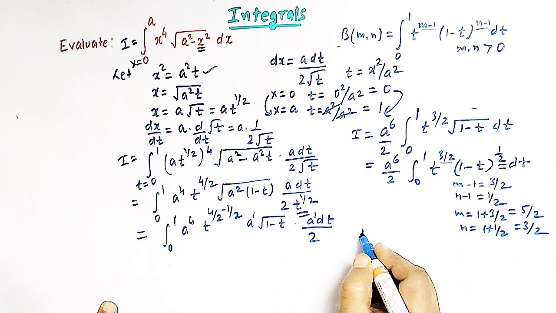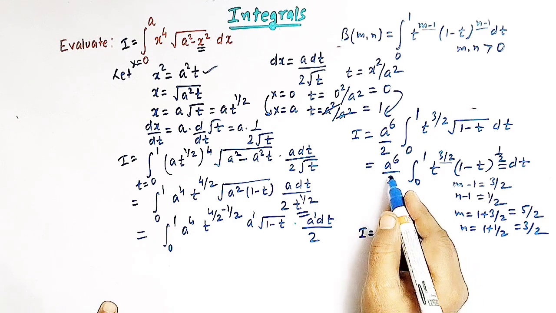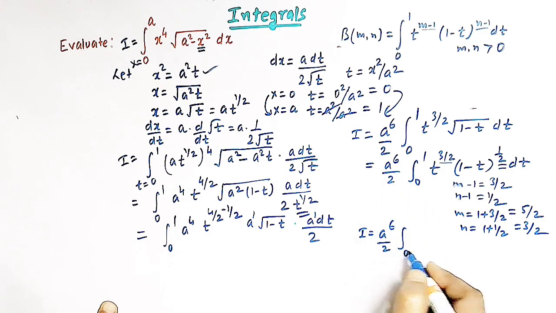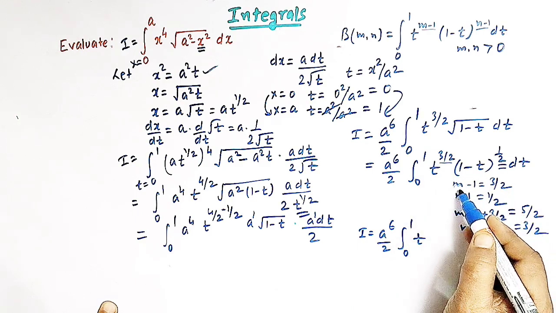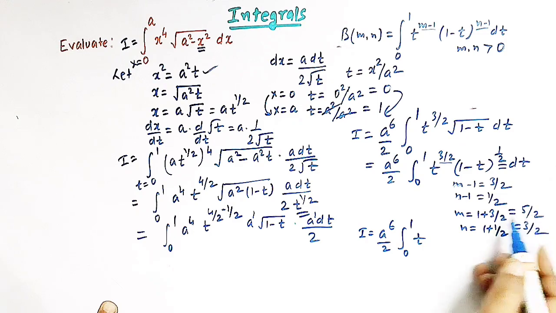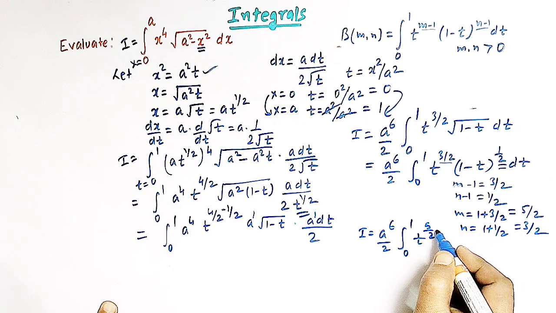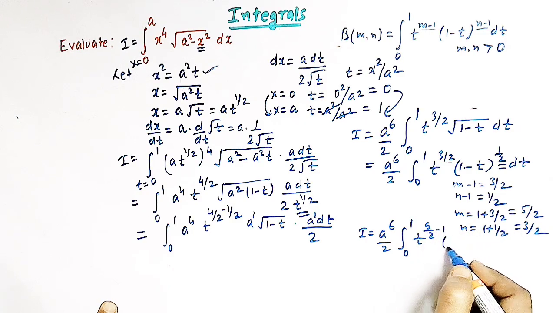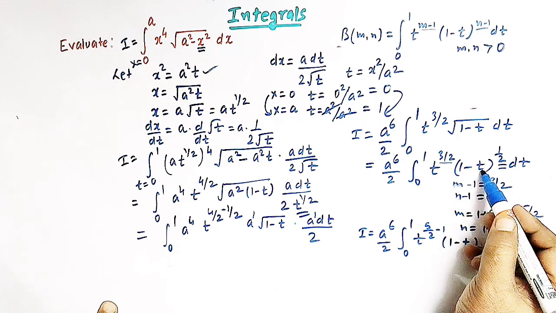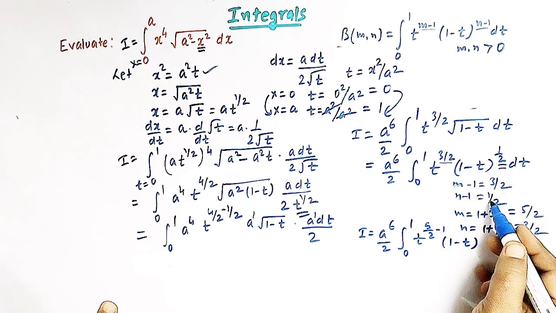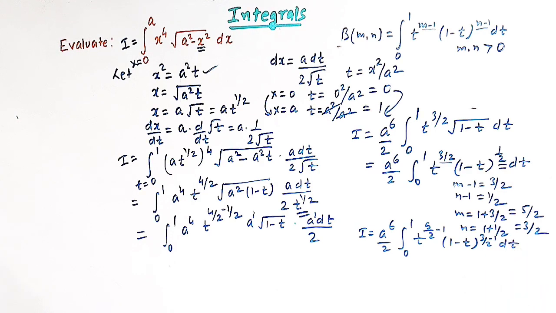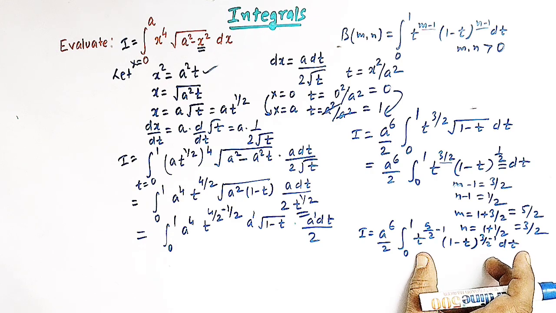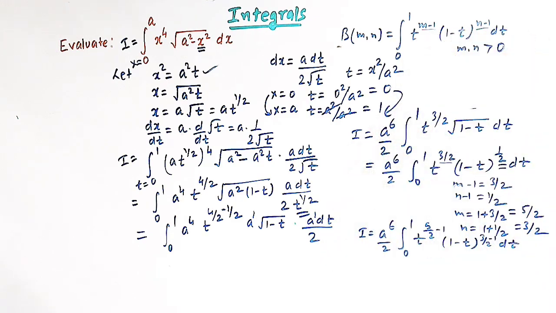Right? So now I can be written as a raised to 6 over 2. We have 0 to 1, t raised to 3 by 2. So 3 by 2 is equal to m minus 1, and m is 5 over 2. So we have 5 over 2 minus 1. And then we have 1 minus t raised to half. Half is n minus 1. N is 3 over 2, and this is 3 over 2 minus 1, and dt.